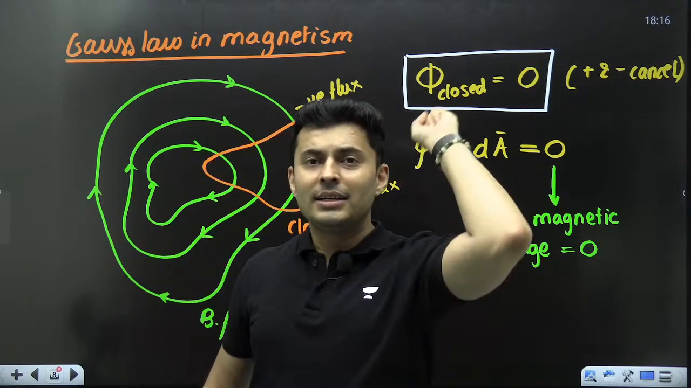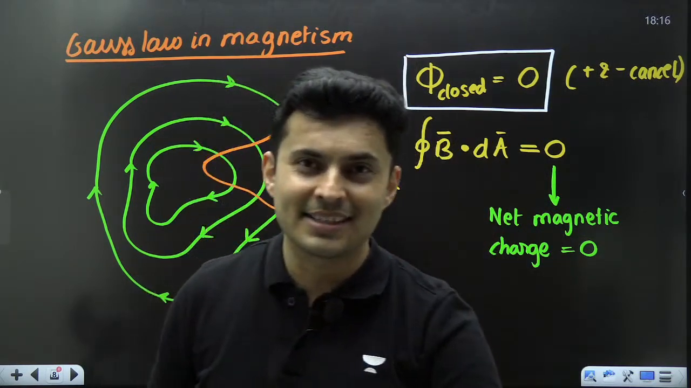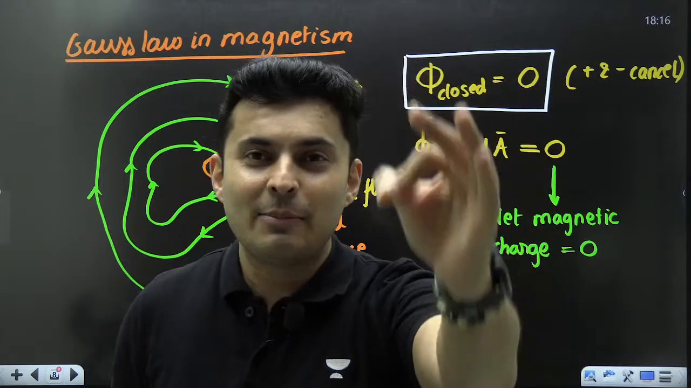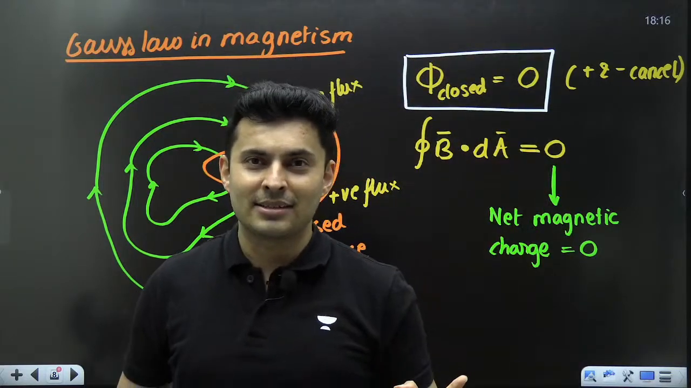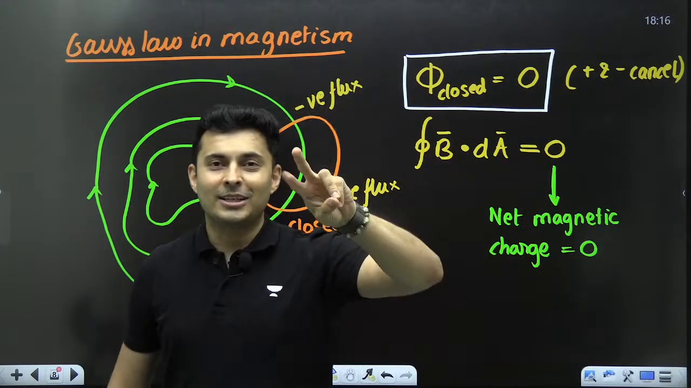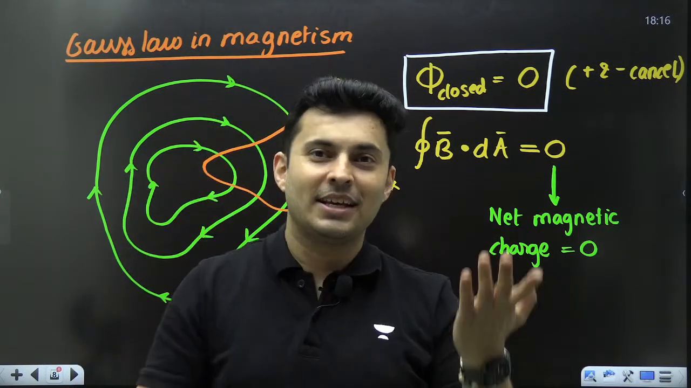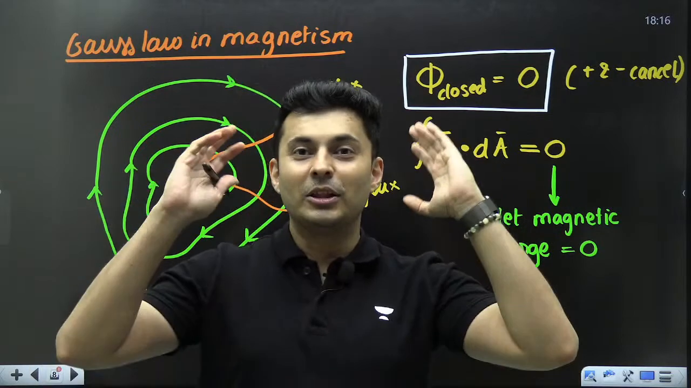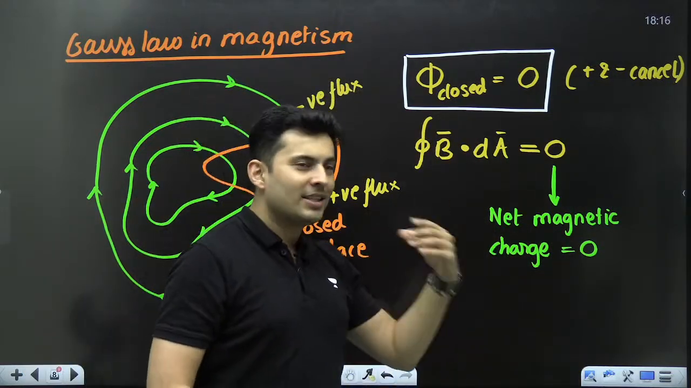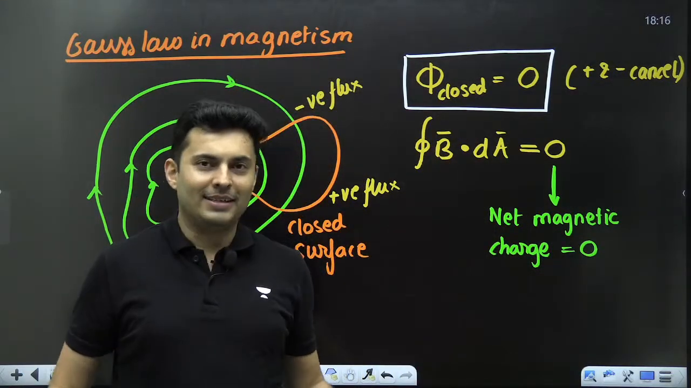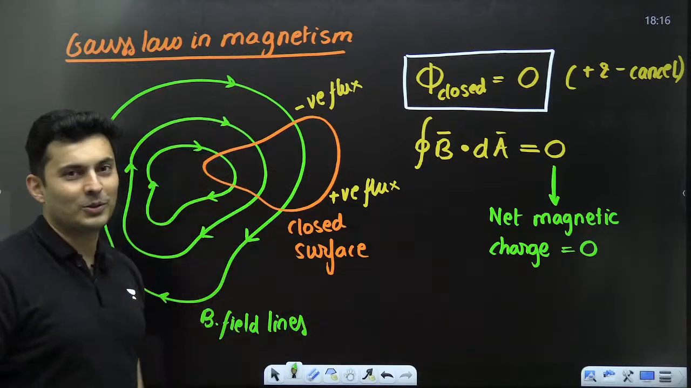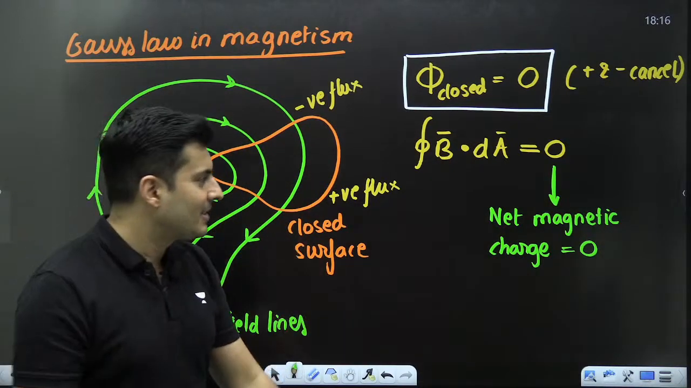If I take 10 pandus, there will be 10 champas. If I take 20 pandus, there will be 20 champas. It will never happen that the pairing does not happen, that there are excess pandus or excess champas. So the north pole amount is equal to the south pole amount. Always. No matter which surface you take. Okay.